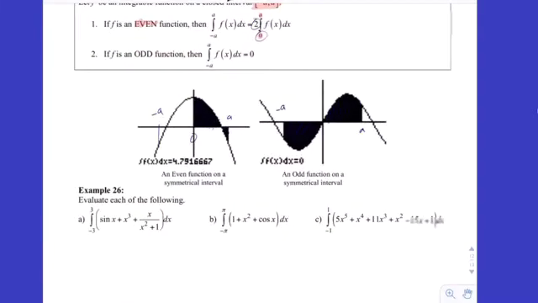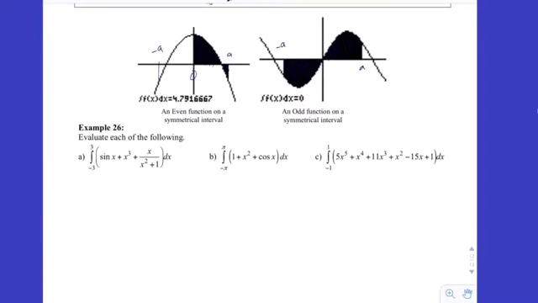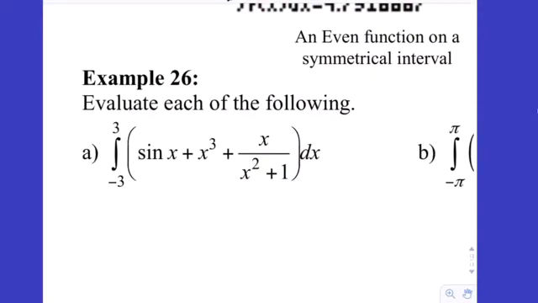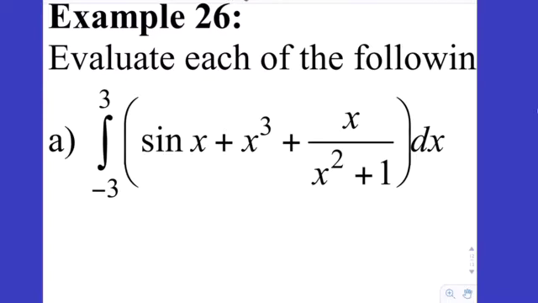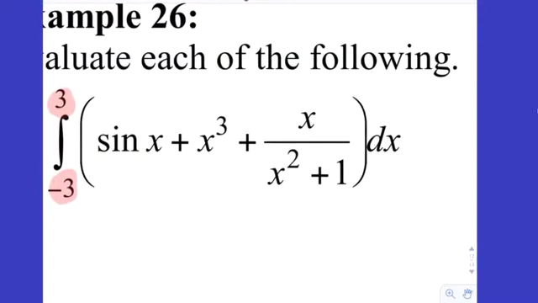Kind of cool. All right, let's try it out on example 26, and we'll call it a day. We'll call it a section. Evaluate each of the following. All right, without a calculator. We're integrating from -3 to 3. Ding, ding, ding, ding, ding, right? Symmetrical interval. Let us see if our integrand is even, odd, or neither.